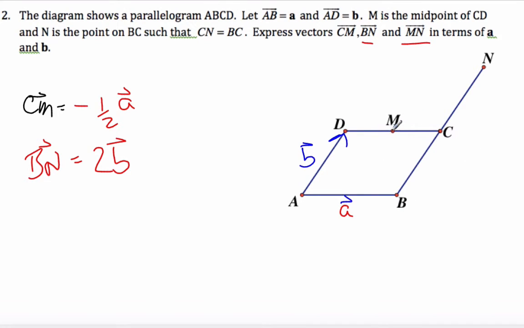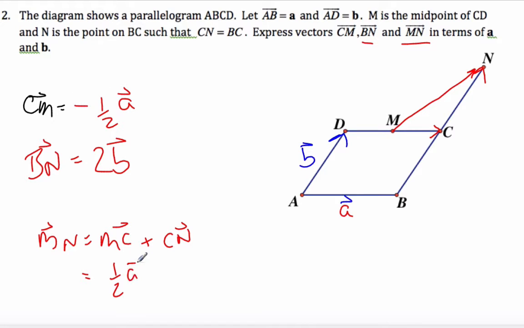If I want to go from M to N, I have to follow this path here. So M to N is equal to M to C plus C to N. Well, M to C is positive half A, because it's in the opposite direction. C to N is equal to BC, which is the same as AD, because it's a parallelogram, and so there is our MN.